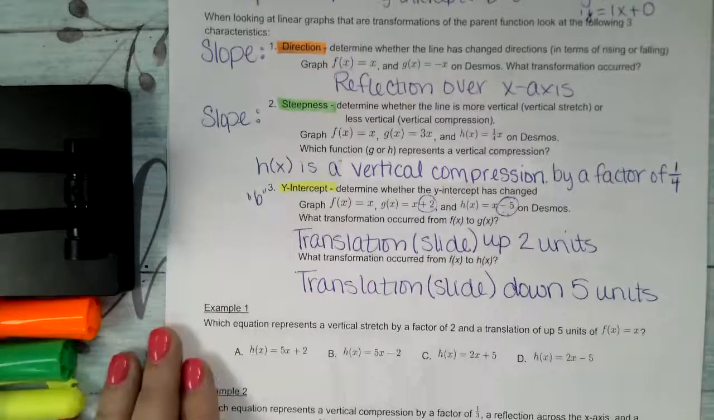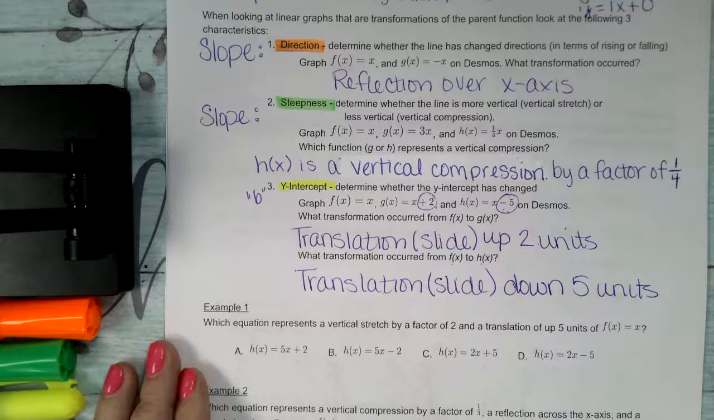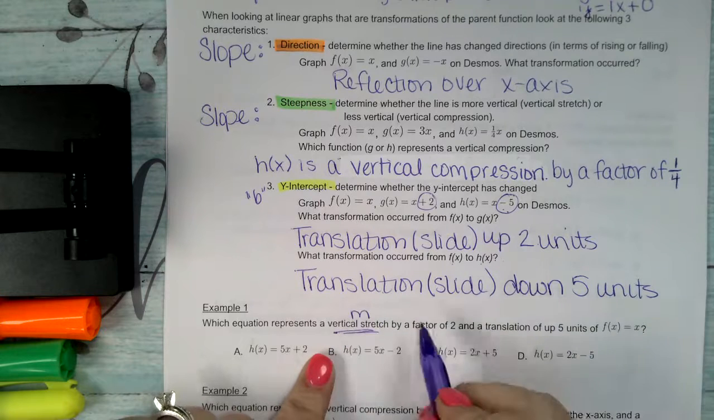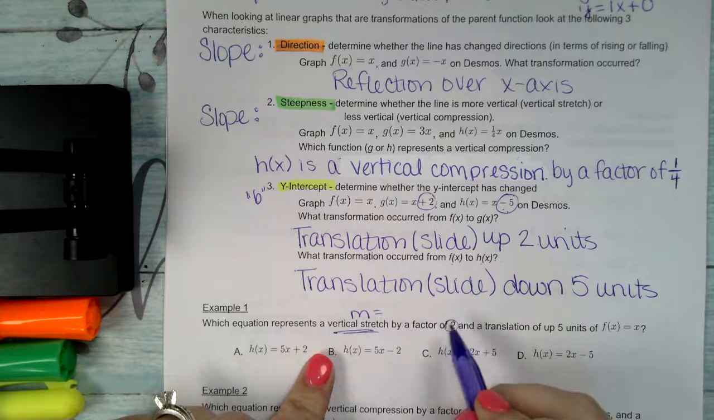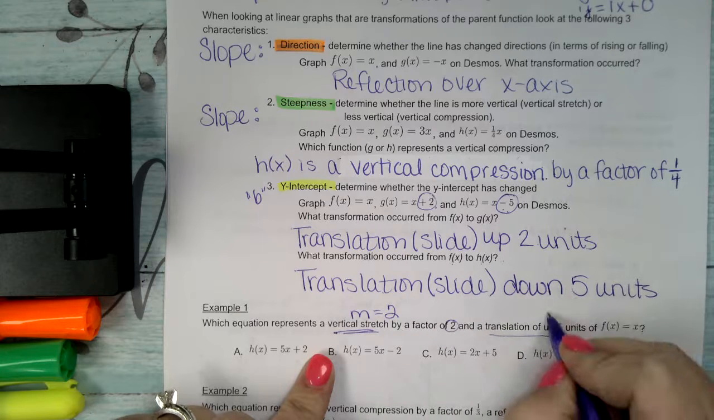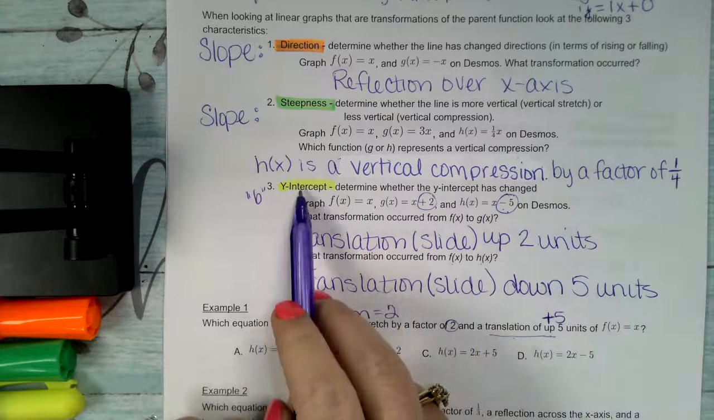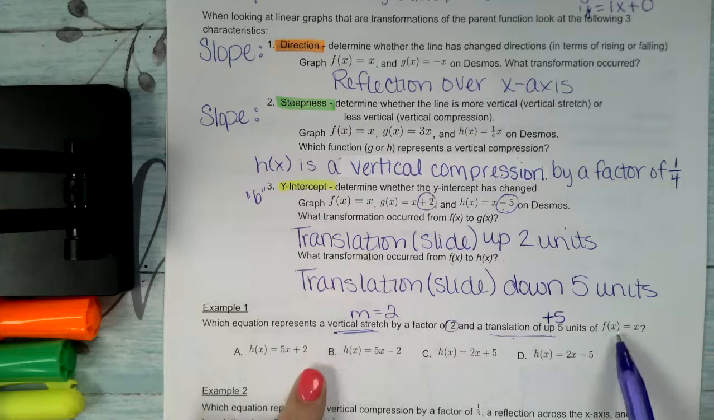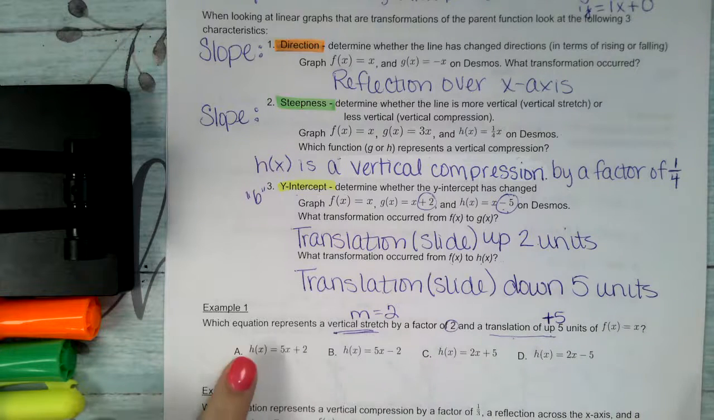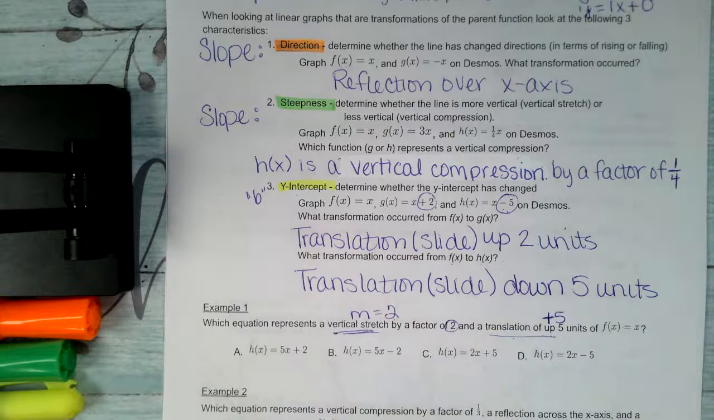All right, example number 1. It says, which equation represents a vertical stretch by a factor of 2? So remember, if it's a vertical stretch, you're talking about the slope. And it's telling you what that slope is. It says it's 2. And a translation of up means plus 5 units. And translation, remember, is the y-intercept. So if we look at our parent function, which is f of x equals x, we know we have to multiply it by 2 for the slope.